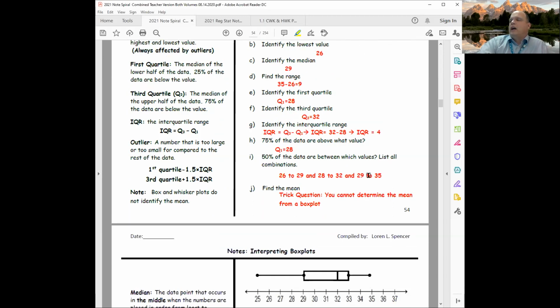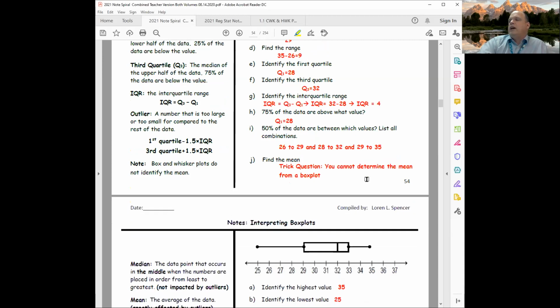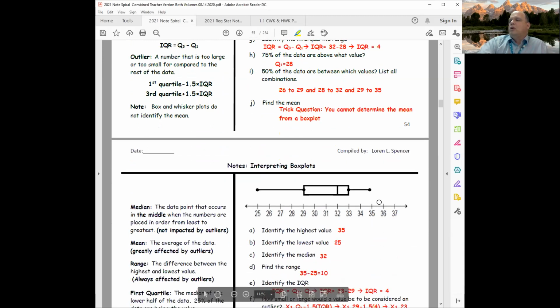Again, identify the highest value. In this case, it looks like it's 35. Identify the lowest value. In this case, it's 25. The median, about 32. The range, 35 minus 25, or 10. The IQR, again, Q3, which is 33, minus Q1, which is 29, so another IQR of 4.